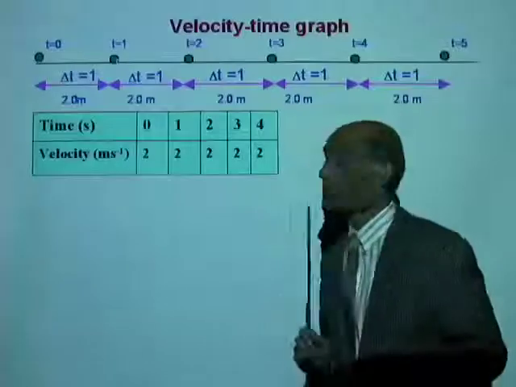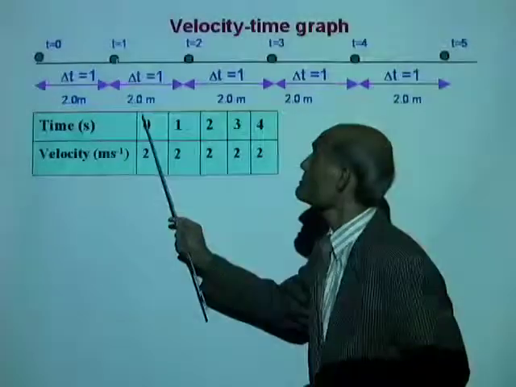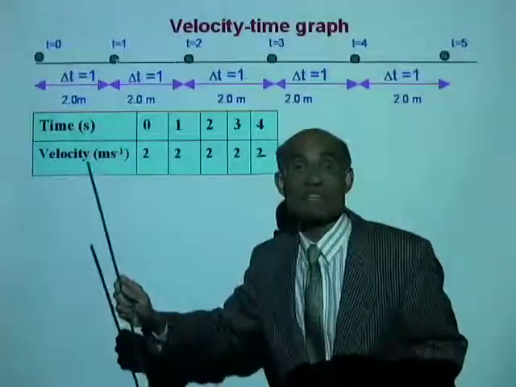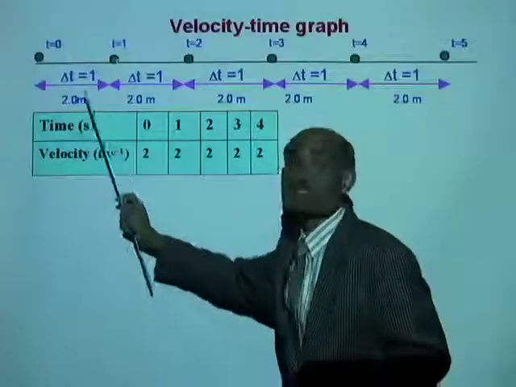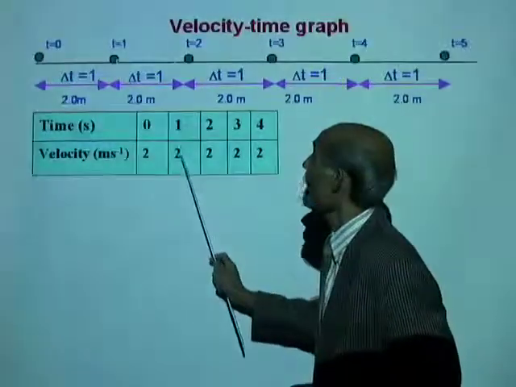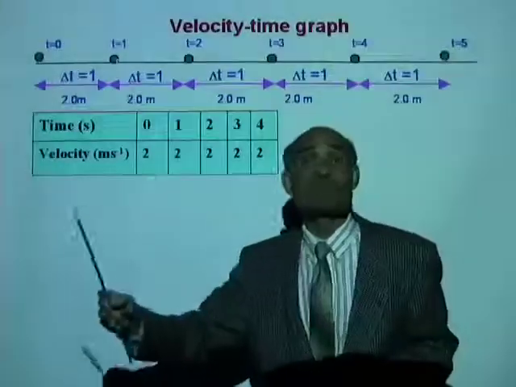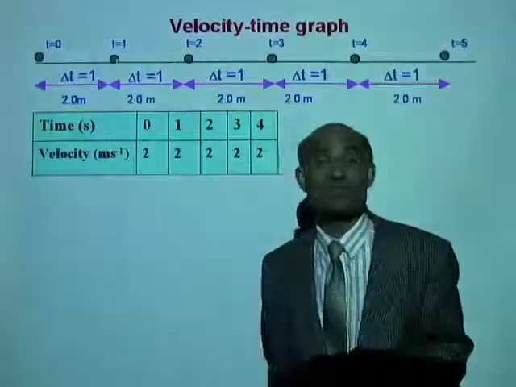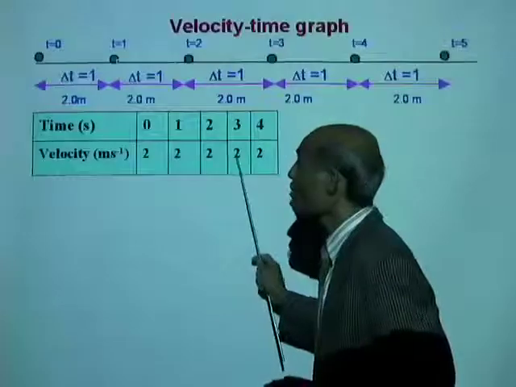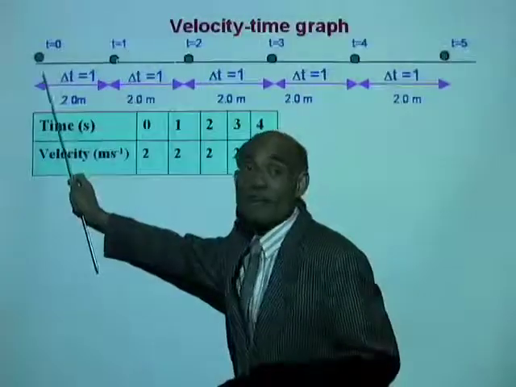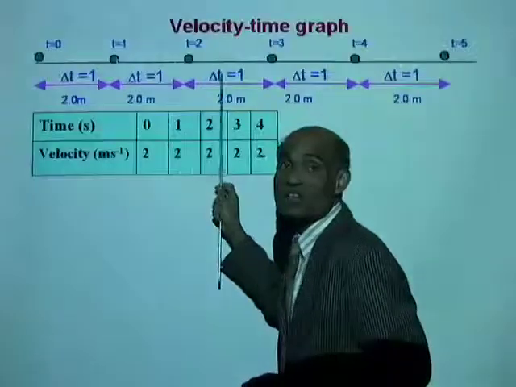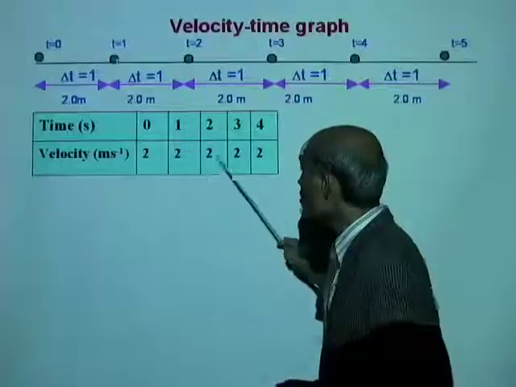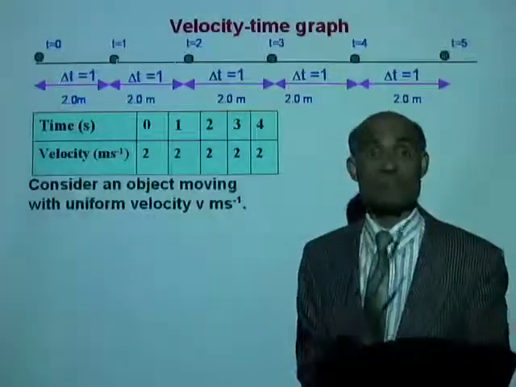And I have prepared a table there for you. When time t equals 0, the velocity is 2 meters per second. In other words, the velocity does not change. When the time is 1 second, the velocity is 2 meters per second. When the time is 2 seconds, the velocity is 2 meters per second. The velocity does not change. It means every second the position changes by 2 meters. The velocity is uniform and is equal to 2 meters per second.